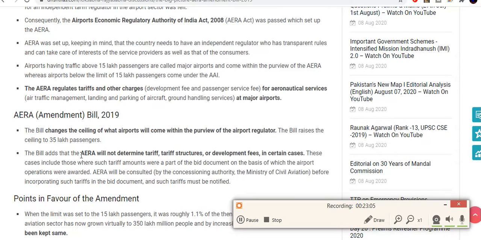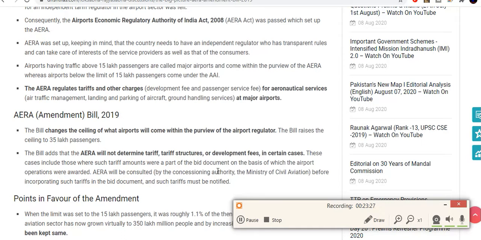And apart from that, the bill also adds that AERA will not determine tariff structure or development fee in certain cases. And in 35 lakh plus also, there are certain exemptions as well, like tariff amount where a part of bid document on the basis of airport operations was awarded.